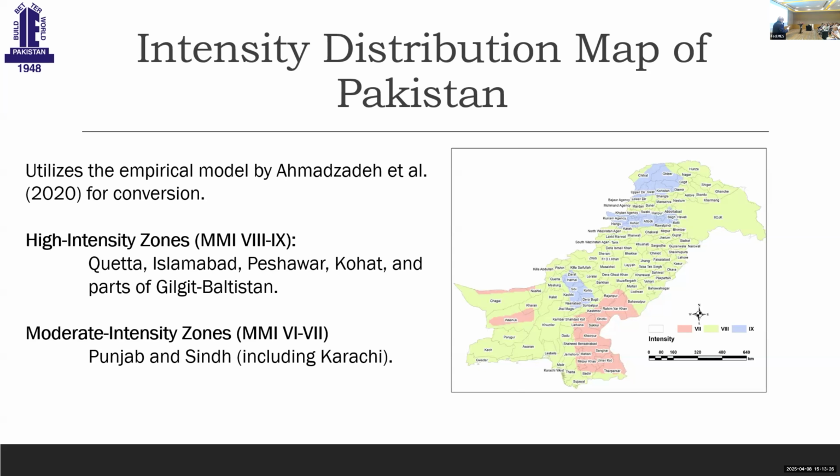You can see here that some of the big cities like Quetta, Islamabad, Peshawar, Kohat are in the intensity zone of 8 and 9. They are some of the very severe high-level intensity zones. While Sindh and Punjab, including Karachi. Karachi is the largest city of Pakistan. It has about 30 million people, half of Myanmar. And you can see here that Karachi can also have intensities up to scale 7.